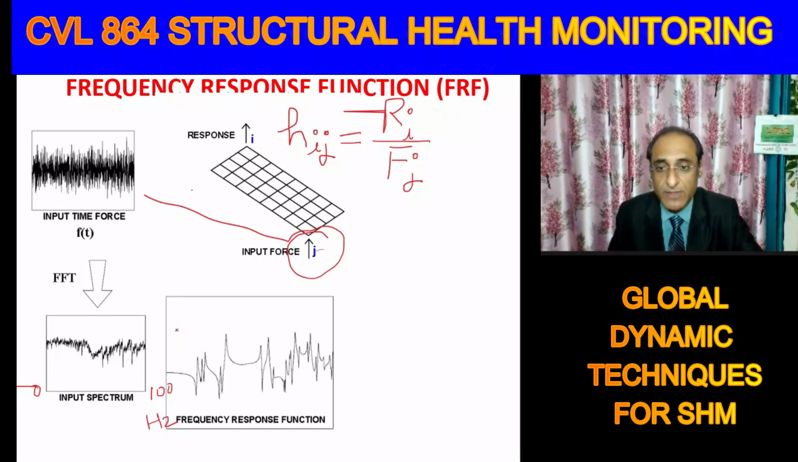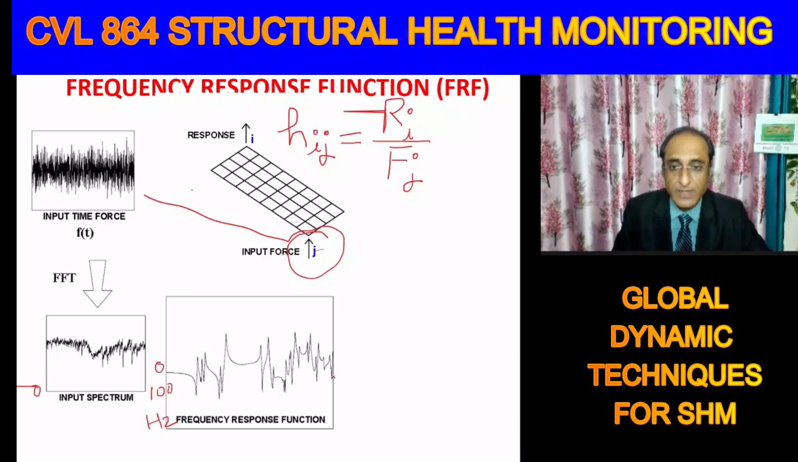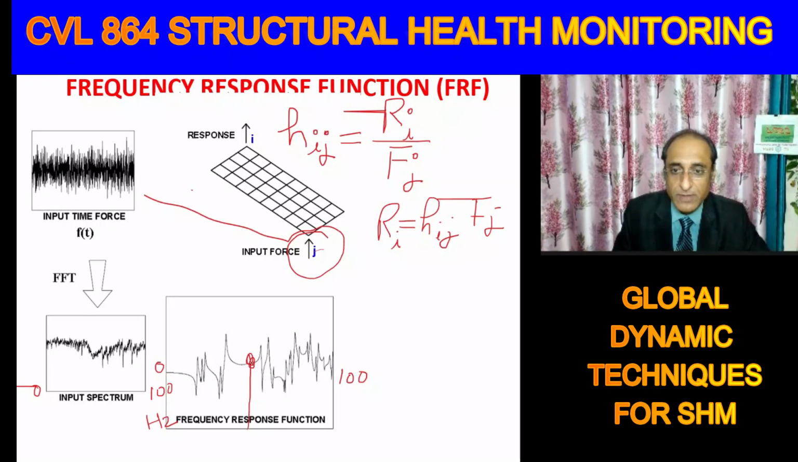And then if we have the frequency response function available with us, then how do we use it? We have to use it frequency by frequency, because the input spectrum is from 0 to 100 hertz. The frequency response function is also from 0 to 100 hertz. So one by one we make use of this equation. So how do we generate the response? Response is basically, just take it on the other side, Hij into Fj. So at each frequency, let's say this is the frequency response function at 50 hertz. So we know what the value is here. We just multiply this with the force at 50 hertz and we get the value of the displacement at this particular frequency.